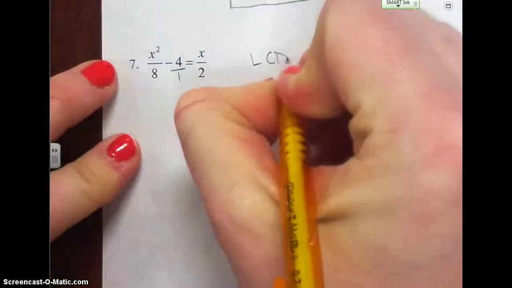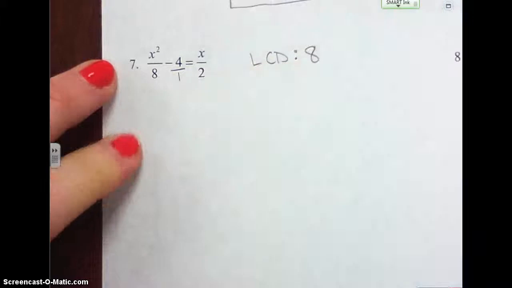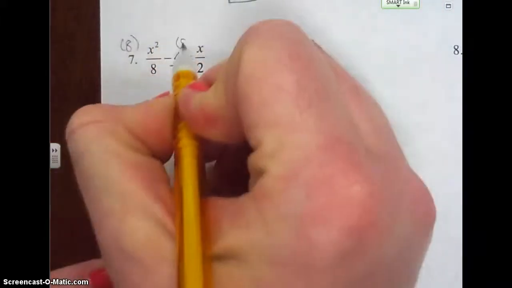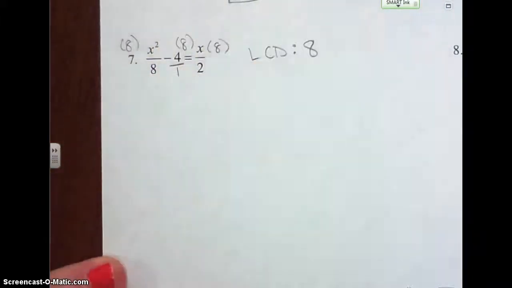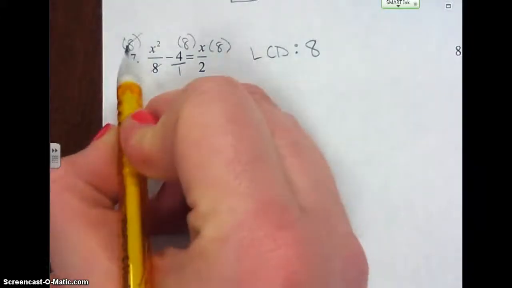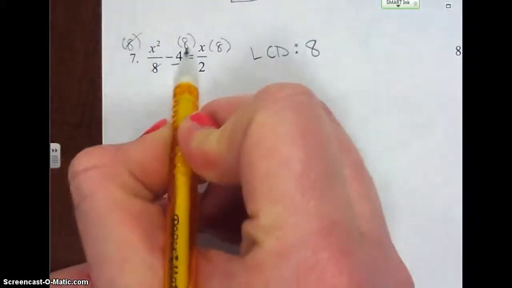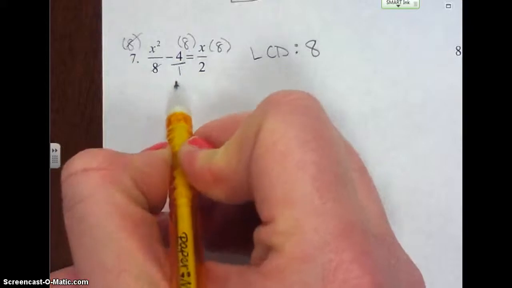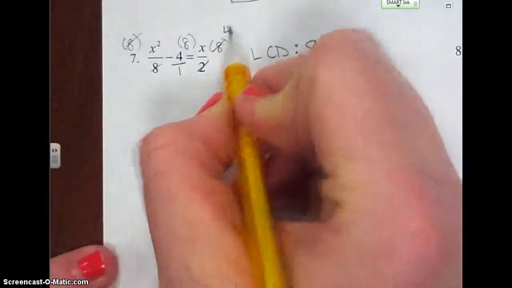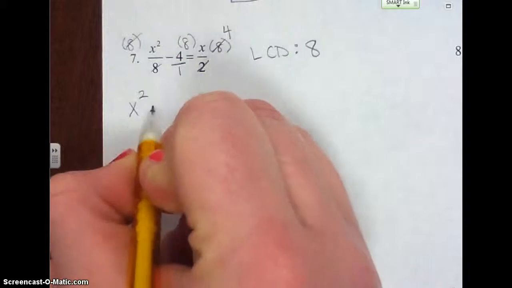So on number 7, the LCD is 8. So here the 8's cross out. Here it's just 1 and 8, so nothing crosses out there. You just have to leave it. And then this one too goes into 8 4 times. So we get x squared minus what?